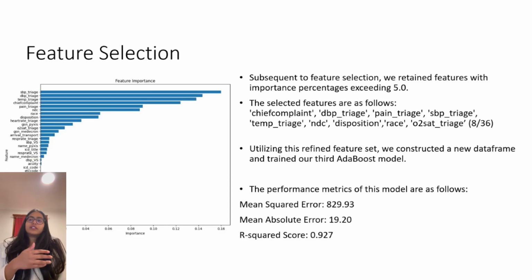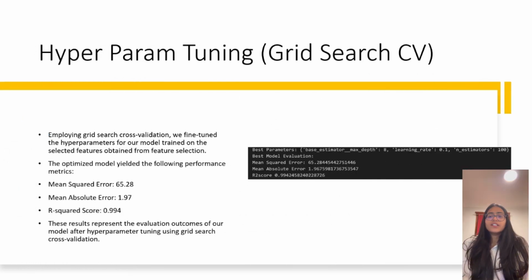Now, compared to our correlation metrics, we didn't really have any categorical variables. Here in this feature selection, we have categorical as well as numerical variables. Once we created a model with these selected features, we got the mean squared error as 829, mean absolute error as 19.20, and the R square as 92.7%. On this, we did hyperparameter tuning using grid search CV.